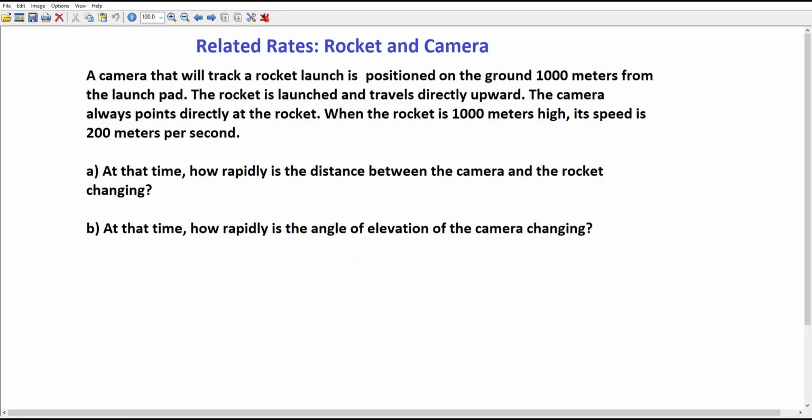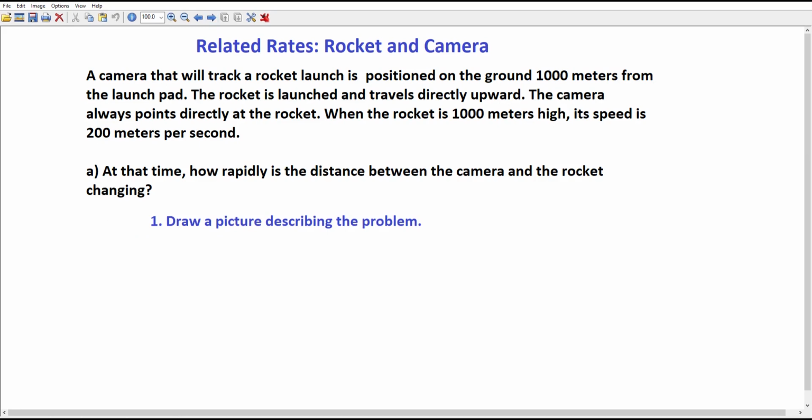A camera that will track a rocket launch is positioned on the ground 1,000 meters from the launch pad. The rocket is launched and travels directly upward. The camera always points directly at the rocket. When the rocket is 1,000 meters high, its speed is 200 meters per second. A. At that time, how rapidly is the distance between the camera and the rocket changing? B. At that time, how rapidly is the angle of elevation of the camera changing? This is a fairly typical related rates problem, and we will do both parts. And we'll start with A.